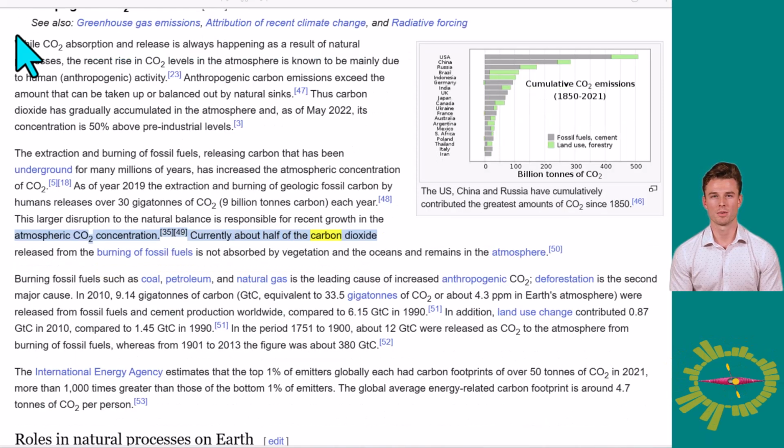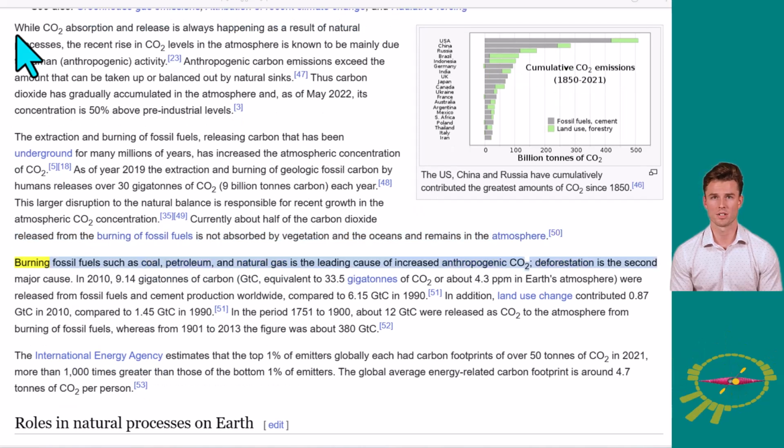Currently, about half of the carbon dioxide released from the burning of fossil fuels is not absorbed by vegetation and the oceans and remains in the atmosphere. Burning fossil fuels such as coal, petroleum, and natural gas is the leading cause of increased anthropogenic CO2. Deforestation is the second major cause.